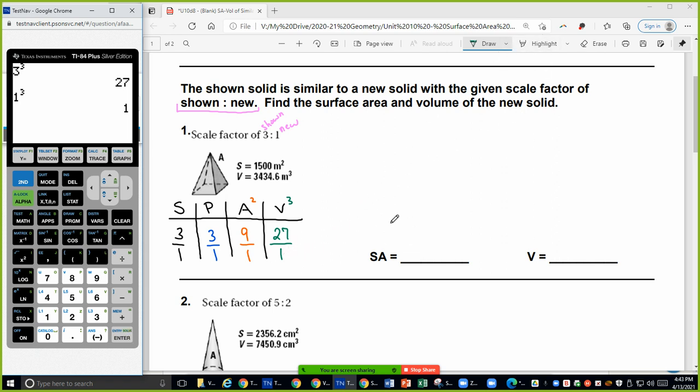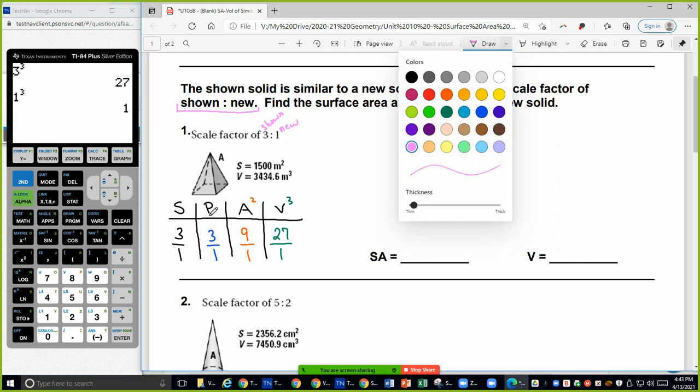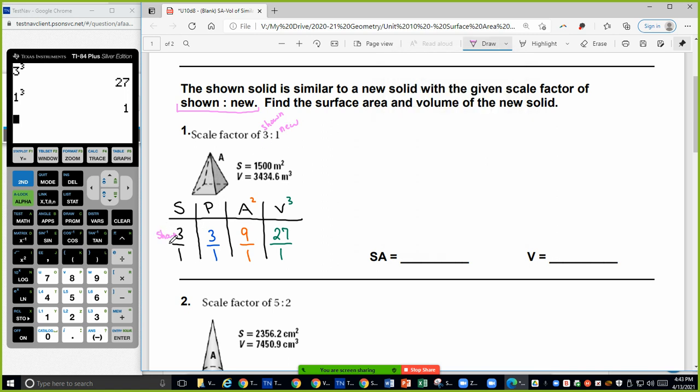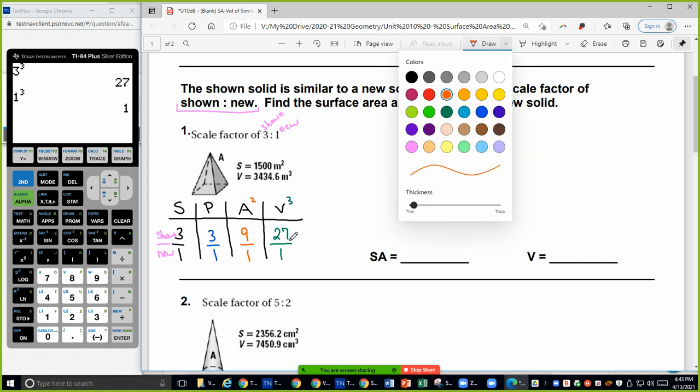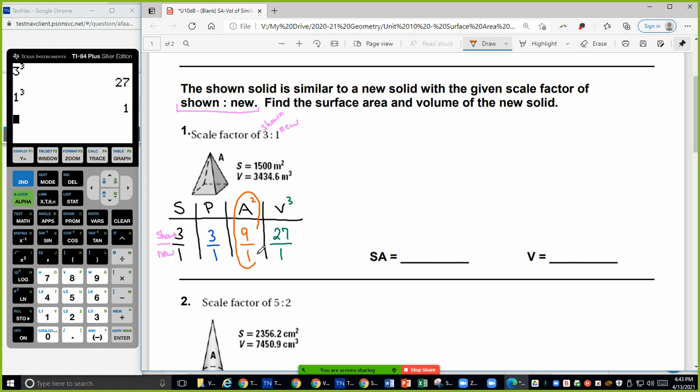Now I'm trying to find the surface area and the volume of the new solid. I've got shown over new, where my 3 is shown and my new is 1, so I'm doing shown over new for each of these. And I'm trying to find the new values. When I'm looking for surface area, I'm going to be using my area ratio, which is 9 over 1, where the 9 comes from my shown figure and the 1 is my new figure.